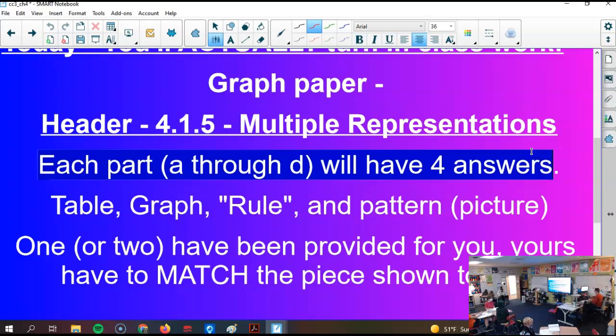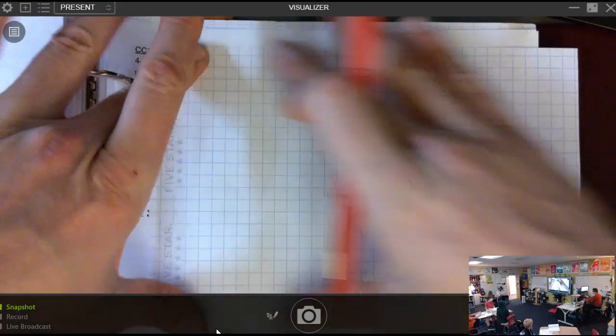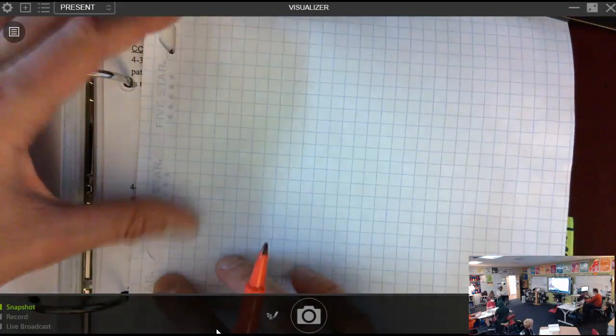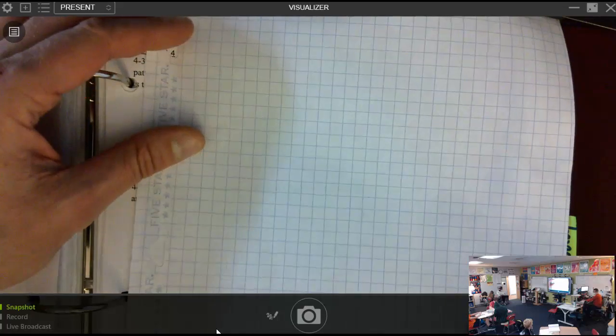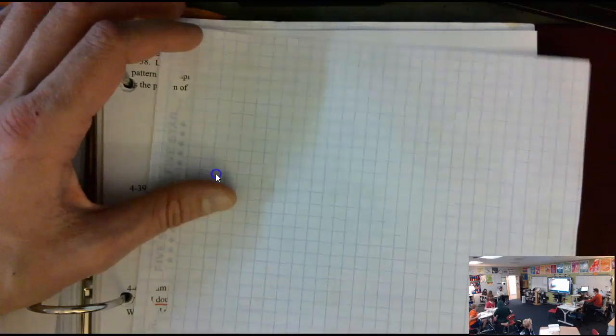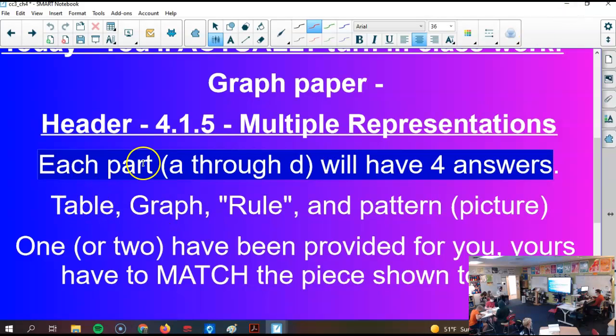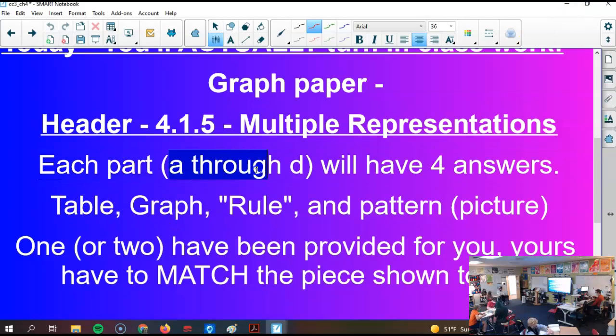Now, here's my suggestion. If you like using both sides of your paper, you could right now say A is going to be the top half of this side, B is going to be the bottom half of this side, C will be the back top, D will be the bottom of the back. Or you could just use 2 sheets of graph paper, or you can wait and just do A and then see how much space it takes up. But for each part, A through D, you will have 4 answers.